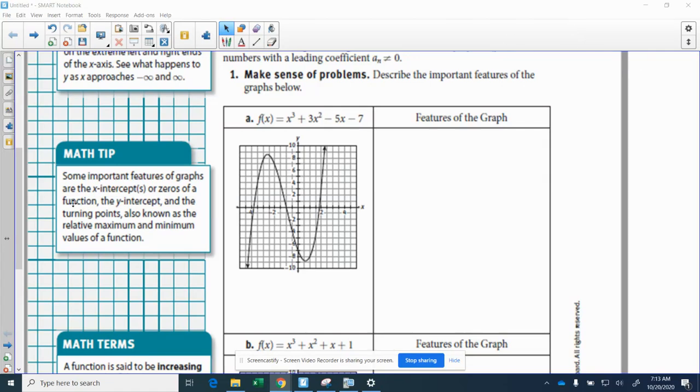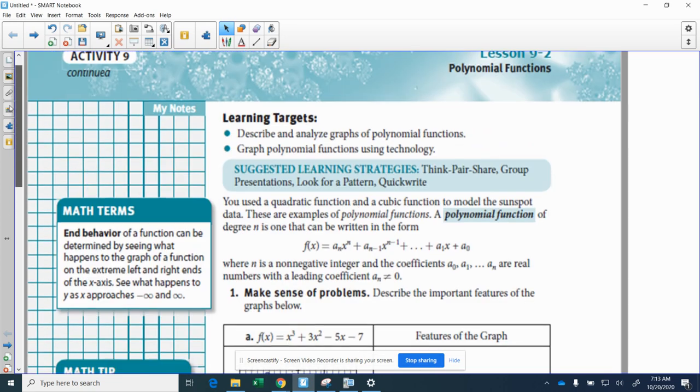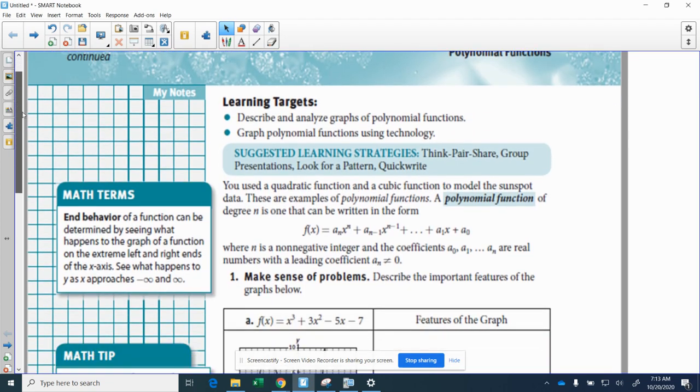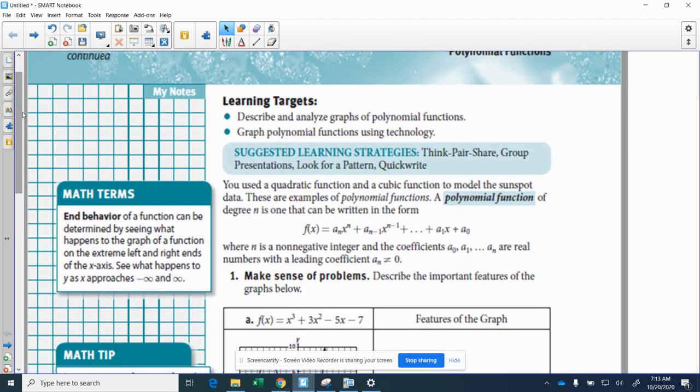What we're going to be talking about today is just continuing on with polynomials. Yesterday we talked about basically using a calculator to help figure out how to find them and things like that, using that regression model with a set of data. Today we're actually going to look at specific polynomials, and we're going to try to find important features of each one, okay?